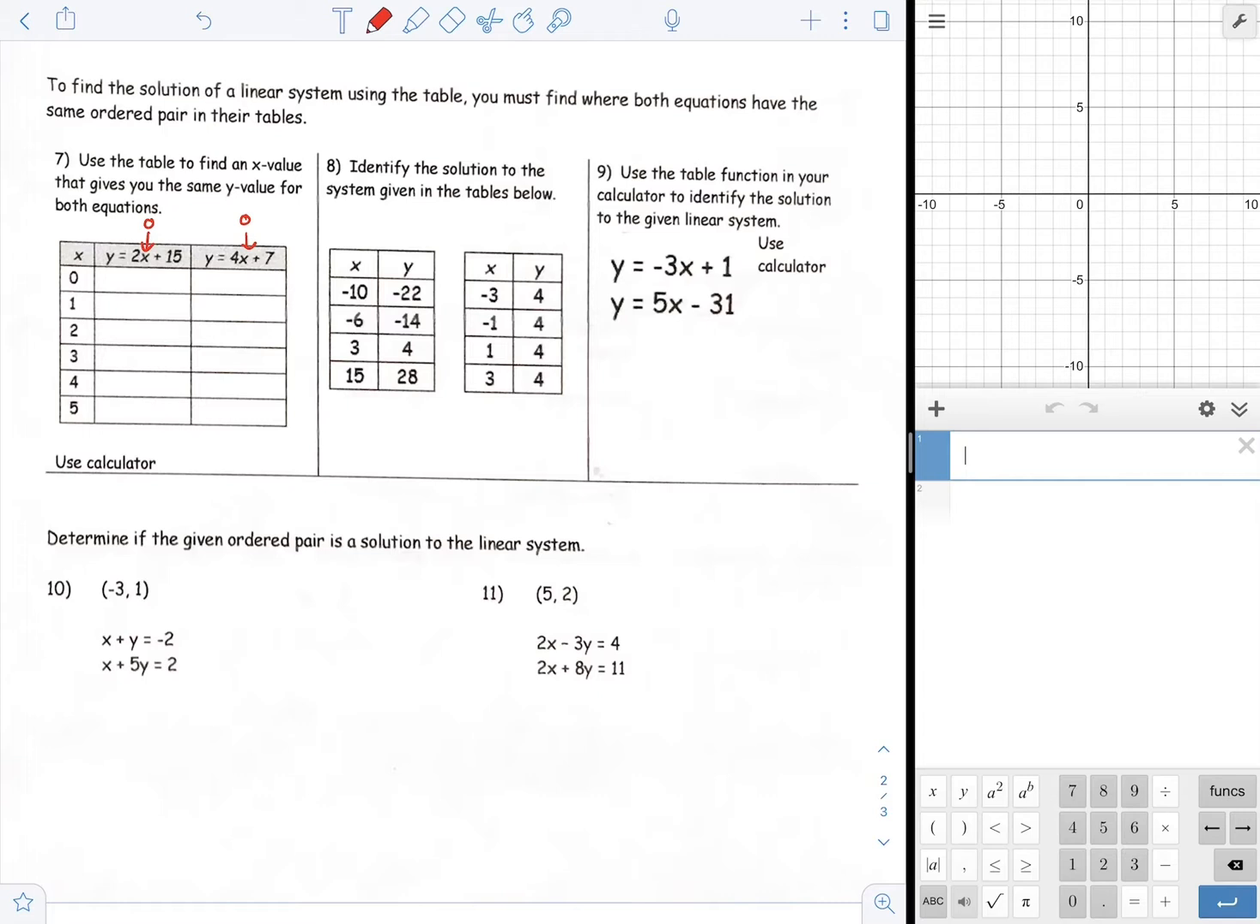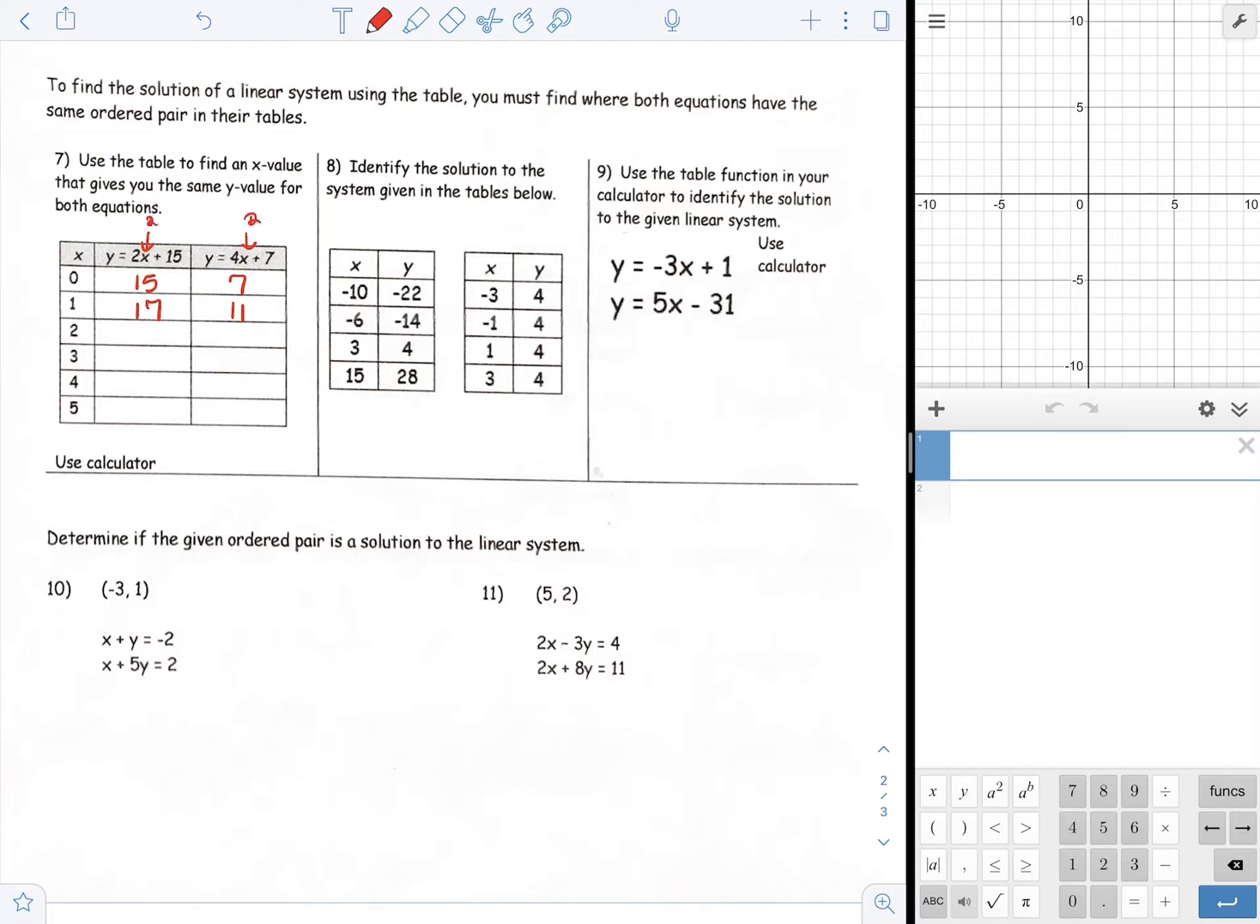Well, 2 times 0 plus 15 is just 15. 4 times 0 plus 7 is just 7. All right. These two do not have the same number, so they don't have the same ordered pair. But we're going to do that for 1, 2, 3, 4, and 5. Okay. So now that we've done the 0 part, we're going to plug in 1. All right. 2 times 1 plus 15 is 17. 4 times 1 plus 7 is 11. All right. Now we're going to do 2.